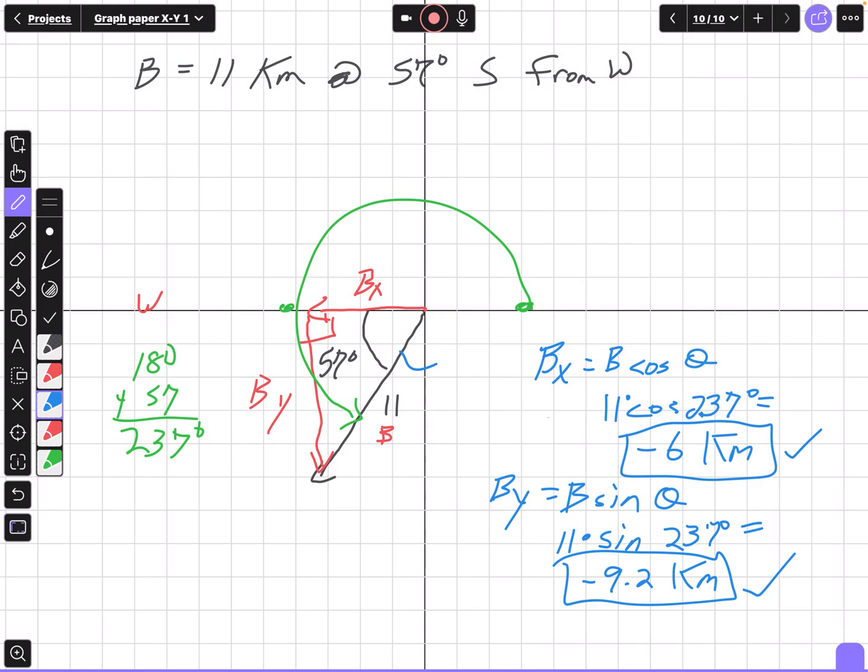When we move on to the next type of problem, we're going to be combining breaking down components and finding the resultant. And if you don't have a good understanding about this, you're going to struggle with that. So, I hope this helps.